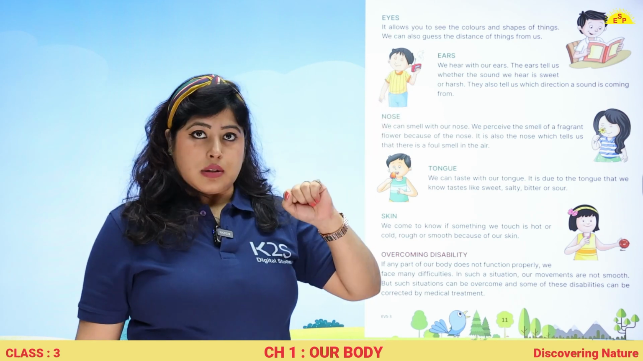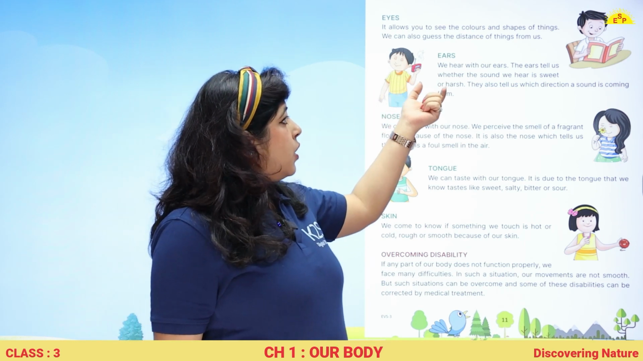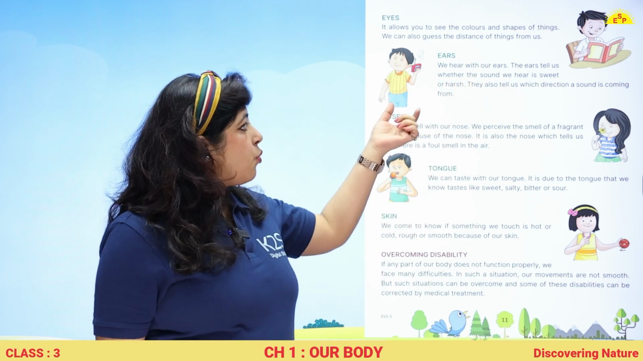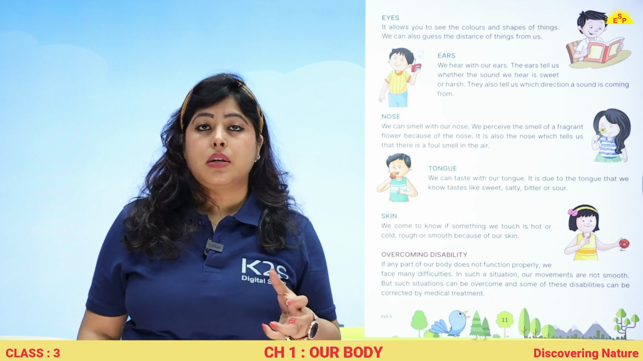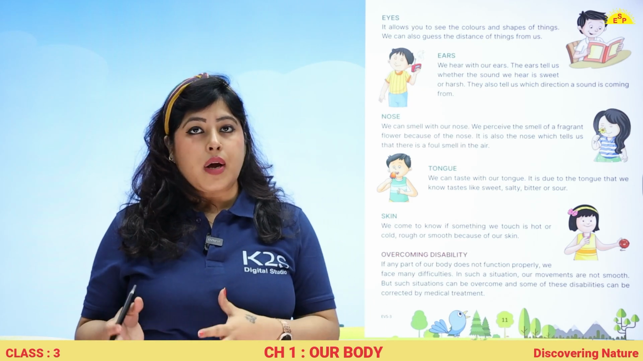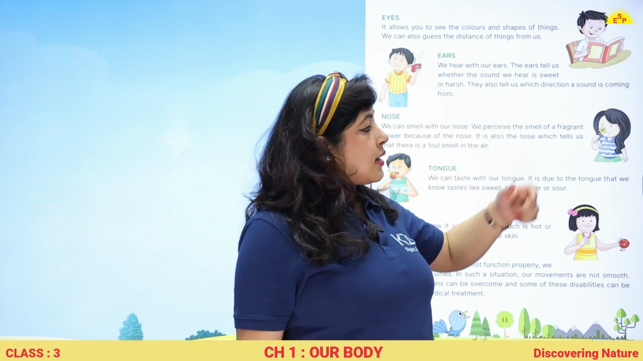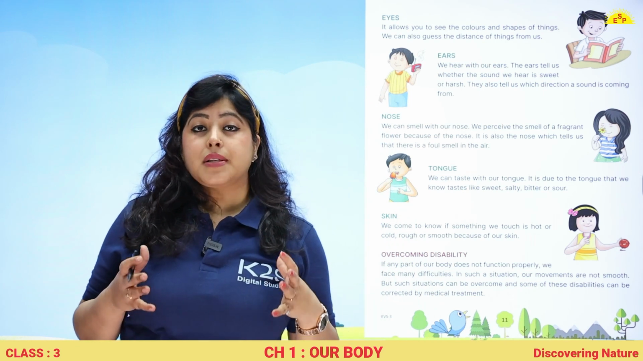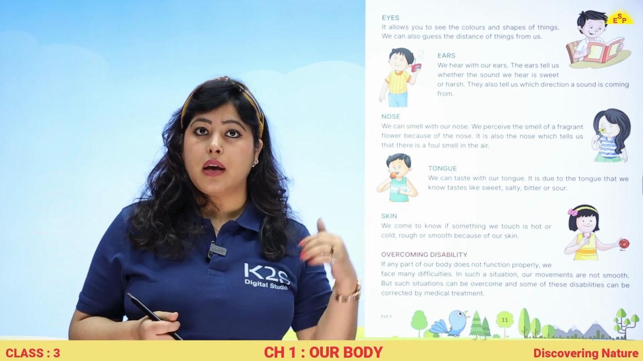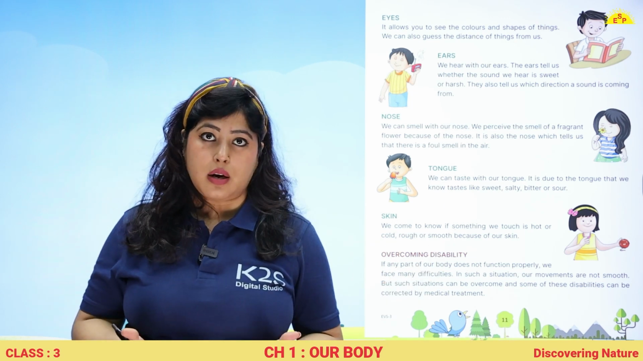Then is your ears. You can see the child hearing a music here. So we hear with our ears. The ears tell us whether the sound we hear is sweet or harsh. कि जो sound हम सुन रहे हैं वो pleasant है या हमारे लिए एक noise है, harsh है. So they also tell us from which direction a sound is coming. और हमें sound सुन के हमें ये भी पता चल जाता है कि आवाज़ किस direction से आ रही है, left से आ रही है, right से आ रही है या हमारे पीछे कोई whispering कर रहा है.